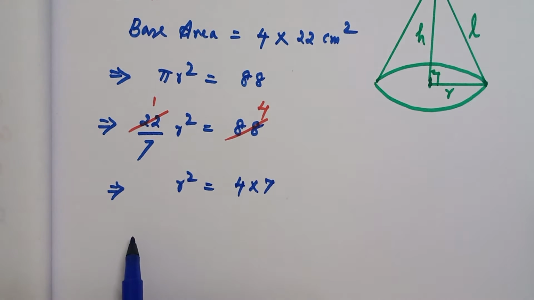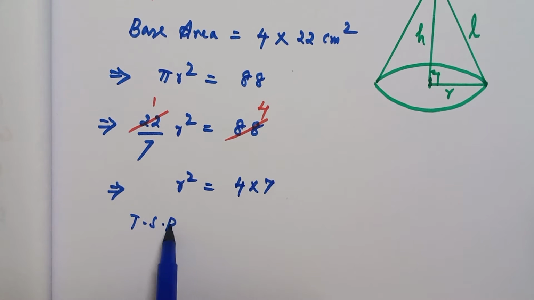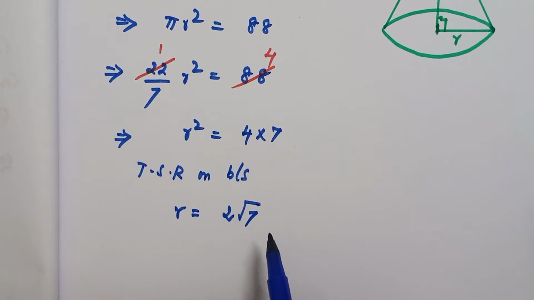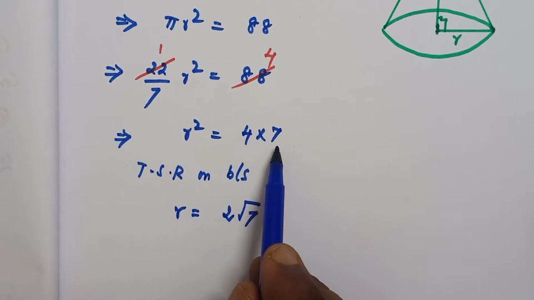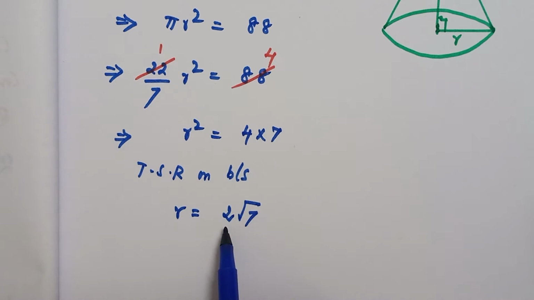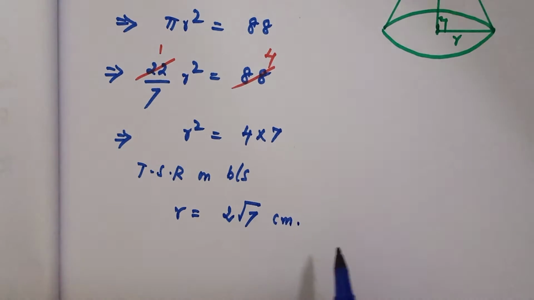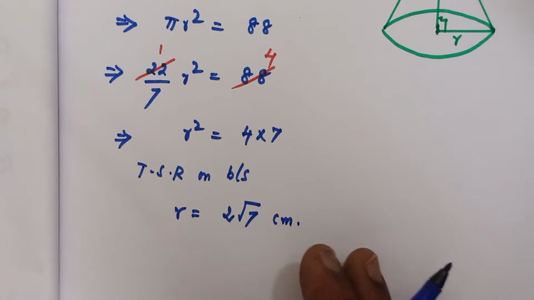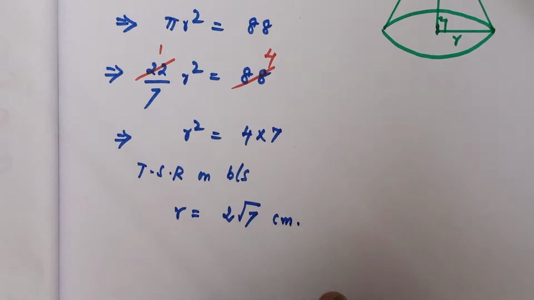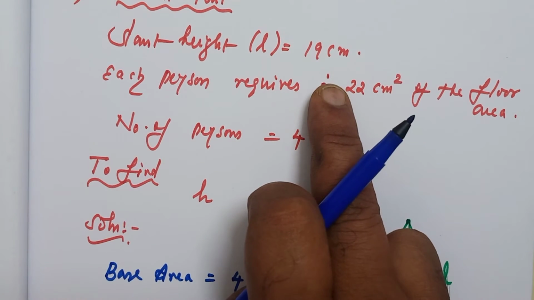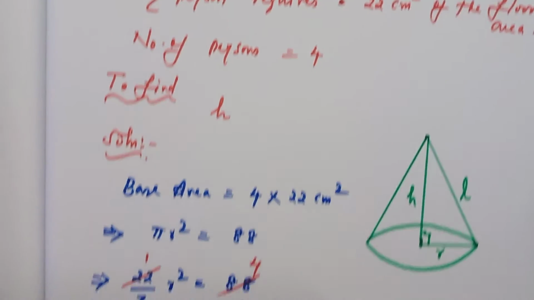Now I am going to take the square root on both sides. If we take the square root, the square root of r square is r, the square root of 4 is 2, and the square root of 7 is root 7. 4 is a perfect square, 7 is not a perfect square, therefore the square root of 4 is 2, and the square root of 7 is root 7. What is the unit? Centimeter. Now, we know the value of r. Now, I am going to find out L. Without knowing L, no chance of finding h. Sorry, you are given that value of L. Now, you can easily find out the value of h.